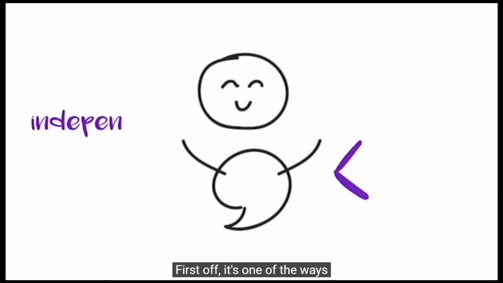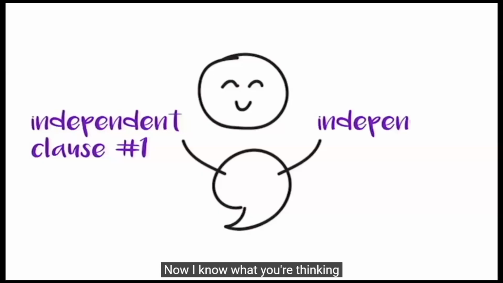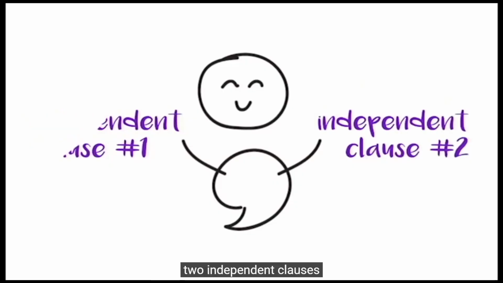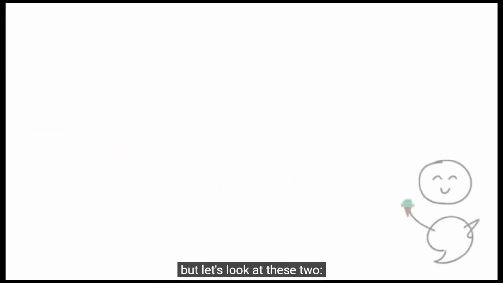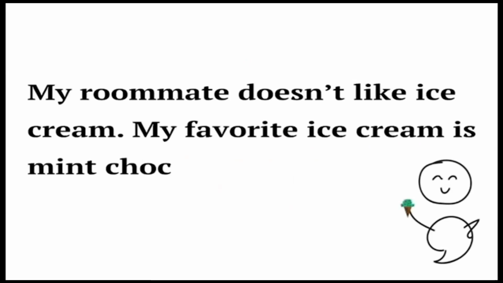First off, it's one of the ways to connect two independent clauses. Now, I know what you're thinking. There are so many ways to connect two independent clauses. But let's look at these two. My roommate doesn't like ice cream. My favorite ice cream is mint chocolate chip.